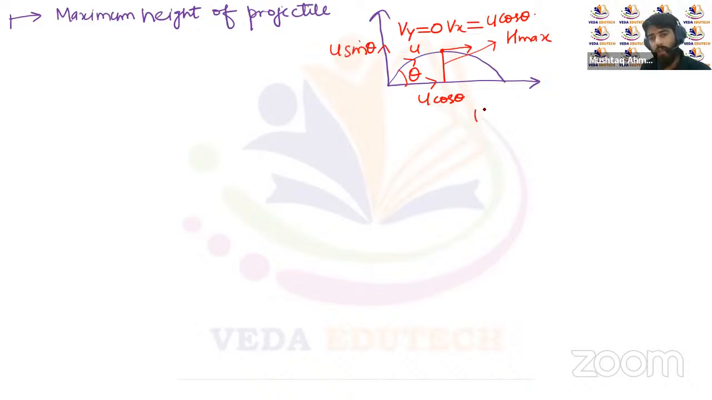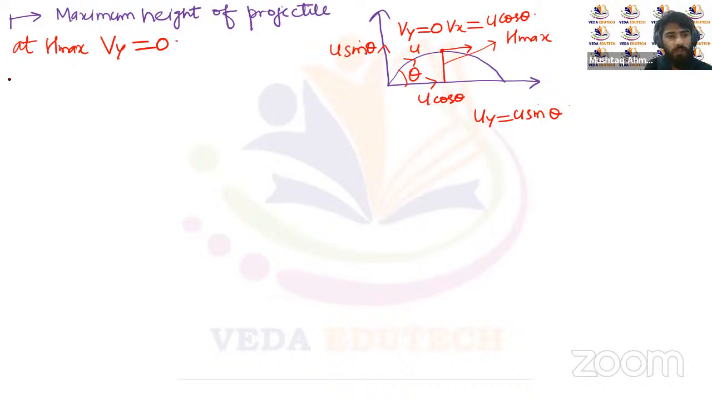So Uy is equal to u sin theta, that's the initial vertical component for this projectile. And when the projectile is at maximum height, the vertical component of the velocity of the projectile becomes 0, right? So we can write here, at h max, Vy becomes 0.